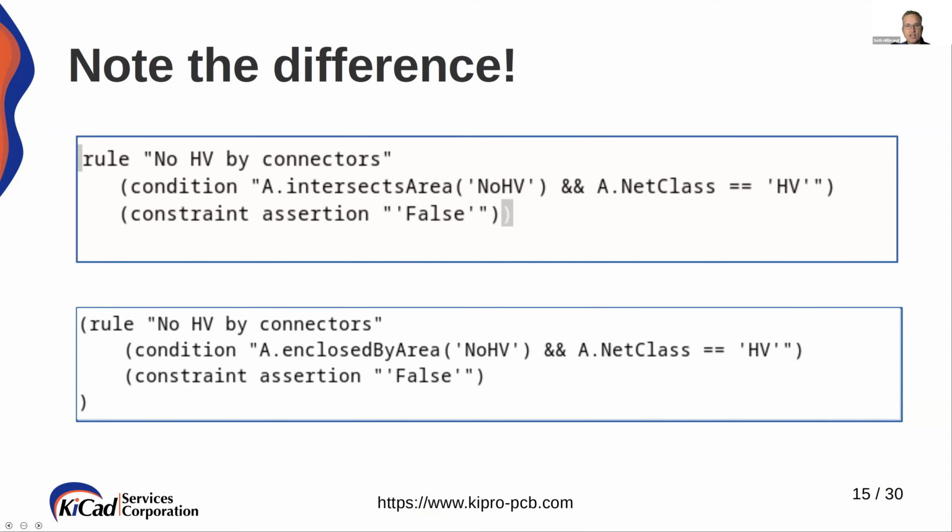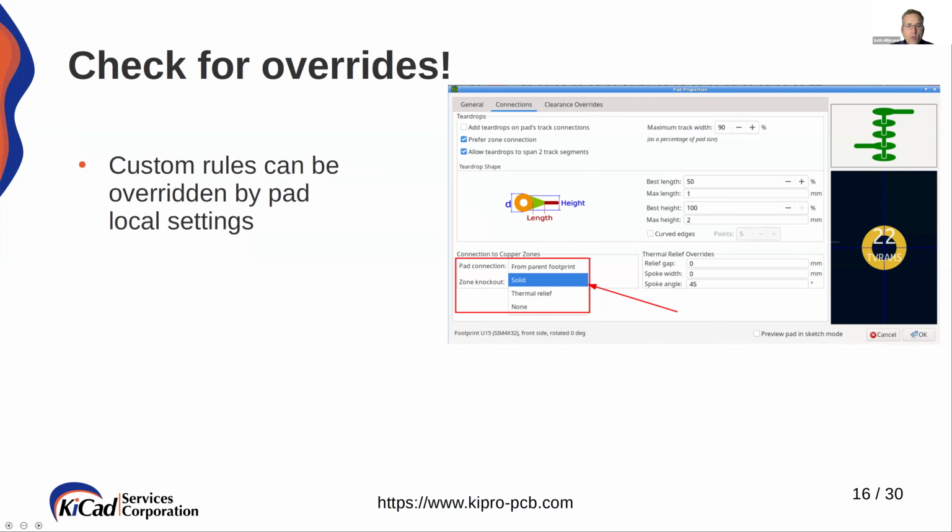So you want to check that. Now, always look for your overrides, because custom rules can be overridden by pad local settings. Where are the pad local settings? You go into the pad properties, then under connections or clearance overrides, you'll see the local settings of the pad. These are settings that are controlled by the pad itself. So why would you want to do this? You want to do this because you're designing a pad that has a specific requirement, or you're designing a footprint with a pad that has a specific requirement.